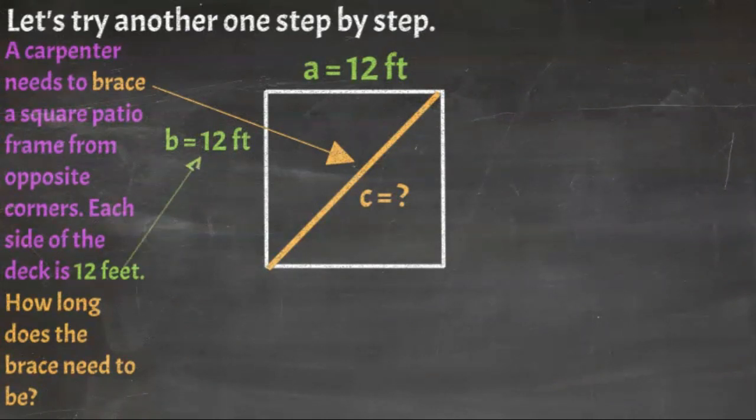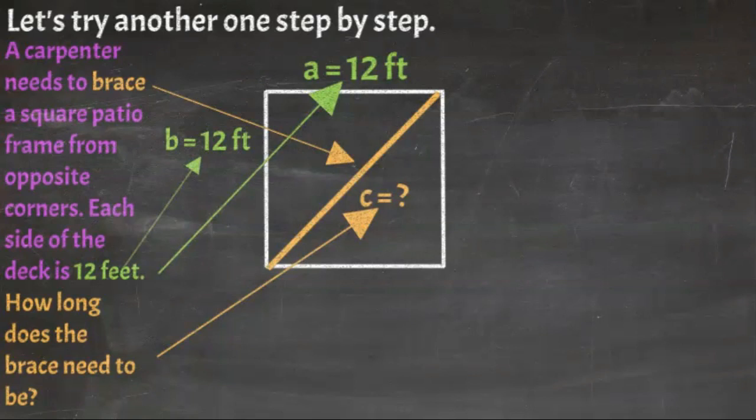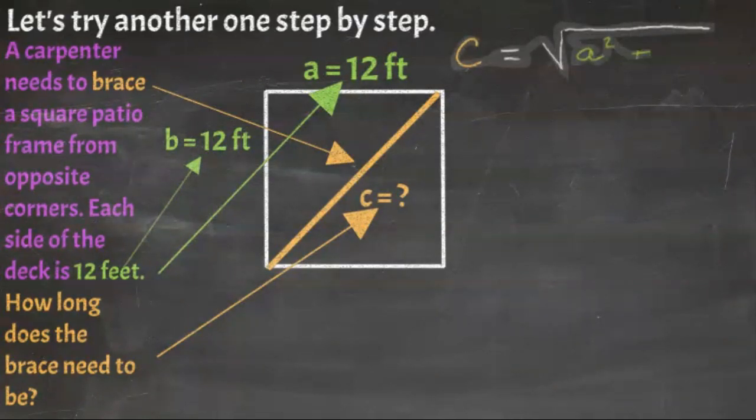So there's the brace. There is one leg length. And then there's the other leg length. They are equal because it is a square. How long does that brace need to be? So again, we're going to use the C formula. And we get C is equal to the square root of A squared plus B squared.